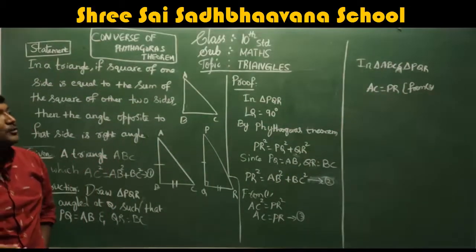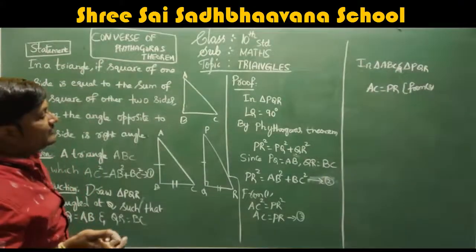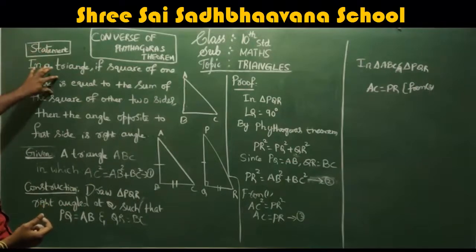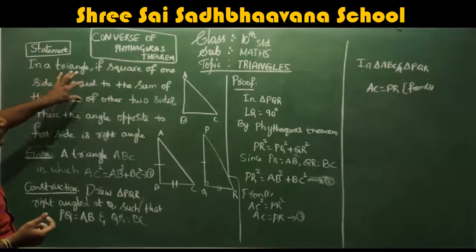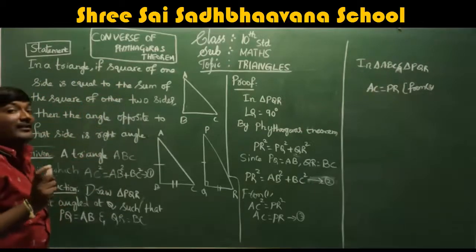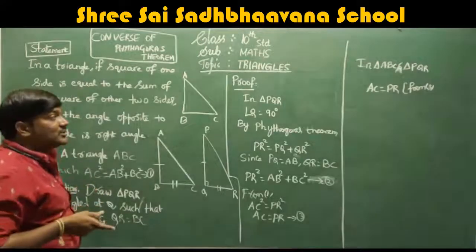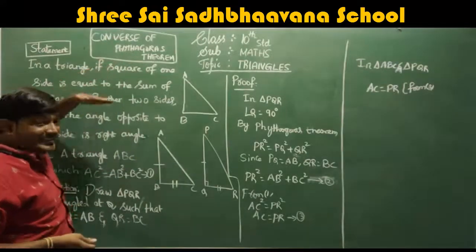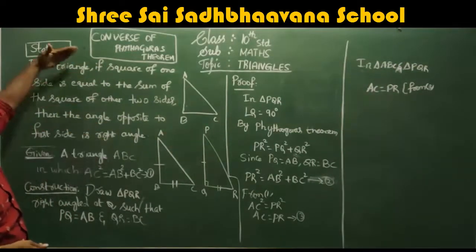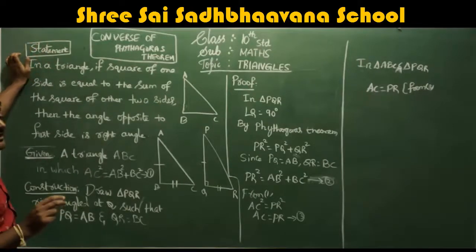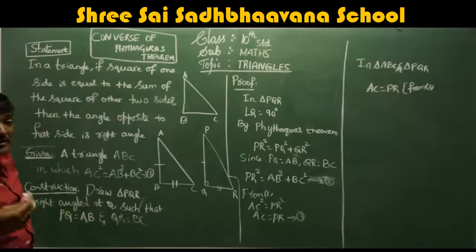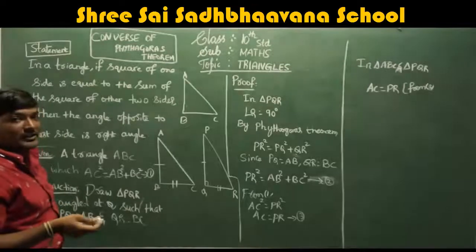So here also, we are doing the same thing with the statement. In a triangle, if the square of one side is equal to the sum of the squares of the other two sides, then the angle opposite to the first side is a right angle. You remember the Pythagoras theorem statement: in a right angle triangle, the square of the hypotenuse is equal to the sum of the squares of the other two sides.